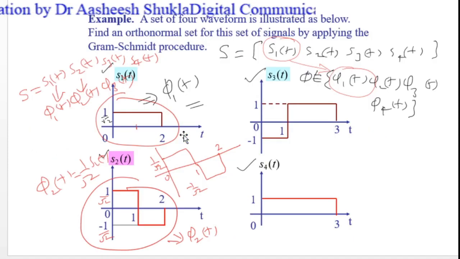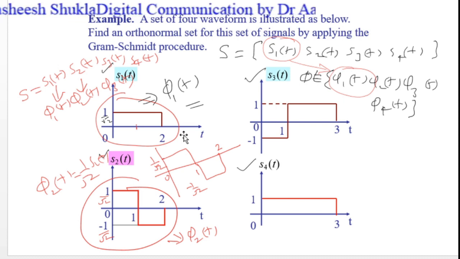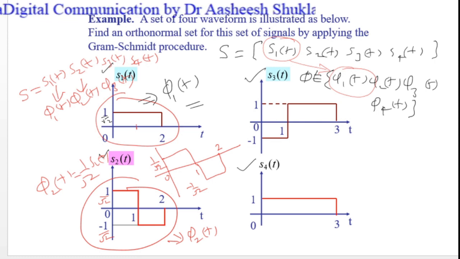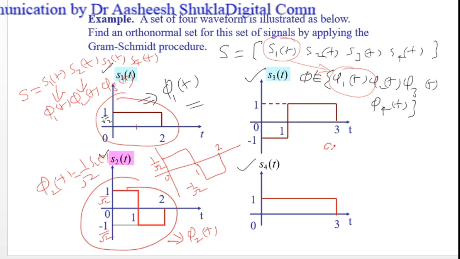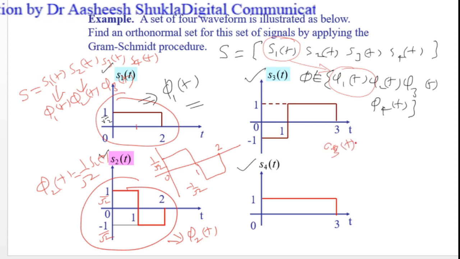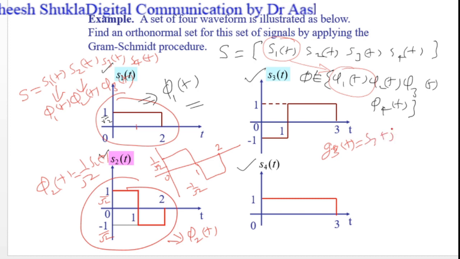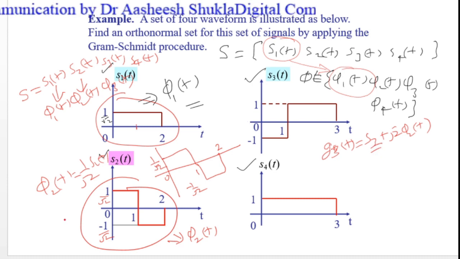Now we have to plot the waveform of G3t, and G3t is basically S3t plus root 2 times phi 2t. So S3t is given to us. This is the S3t waveform. And phi 2t we have already plotted. This is the phi 2t waveform.